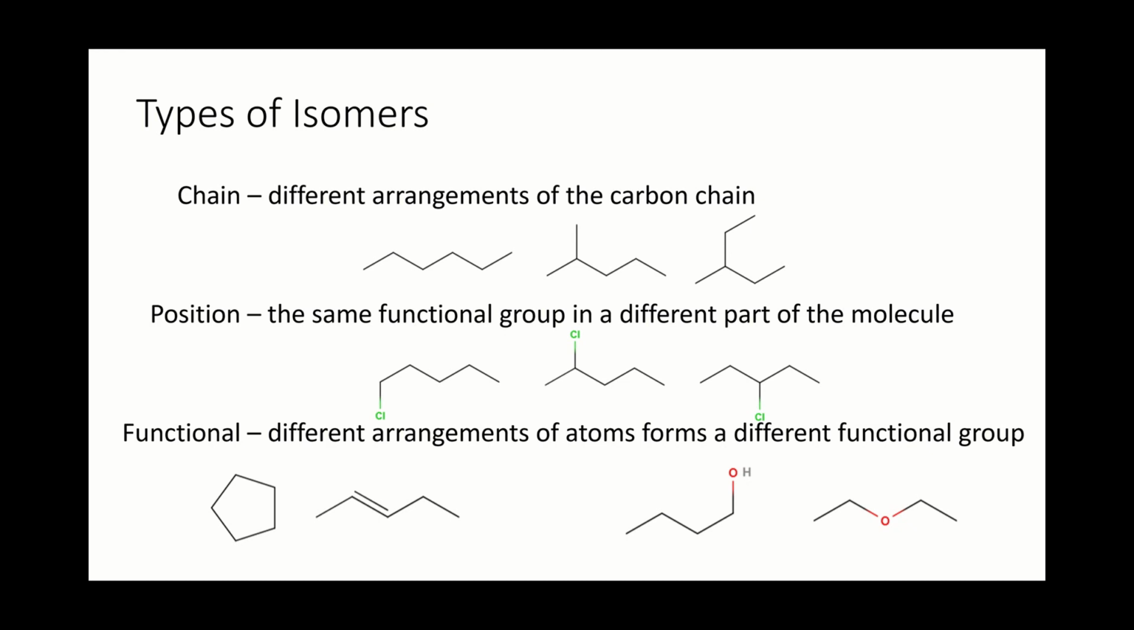And we're going to learn a lot more about these different functional groups as we go. But the key idea is that there are three different ways we can form isomers. One is by changing the chain, another is by changing the position of a functional group, and the third is by changing the functional group in the way that we rearrange different things in a carbon chain.